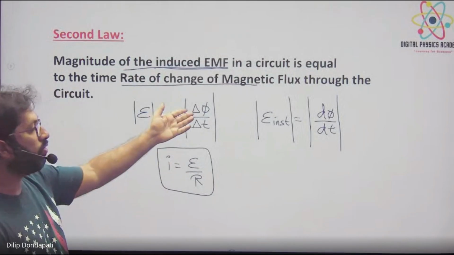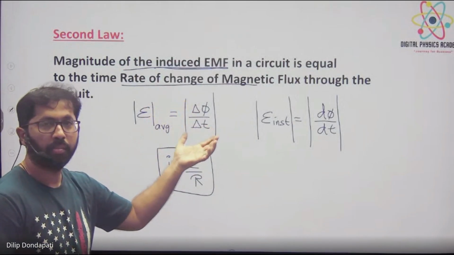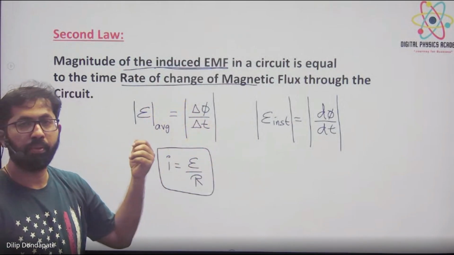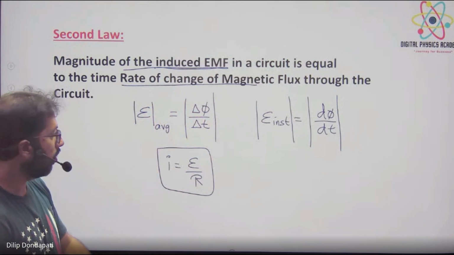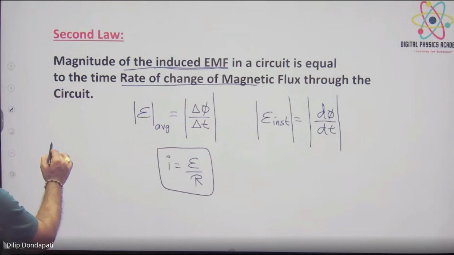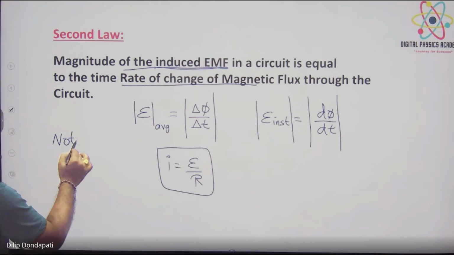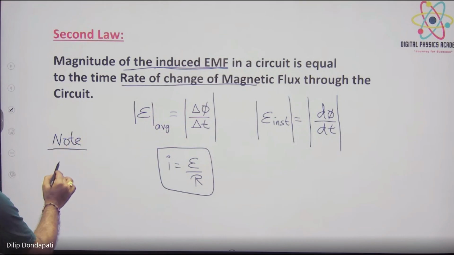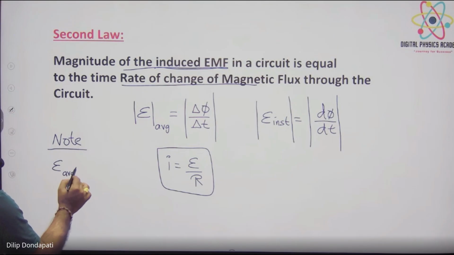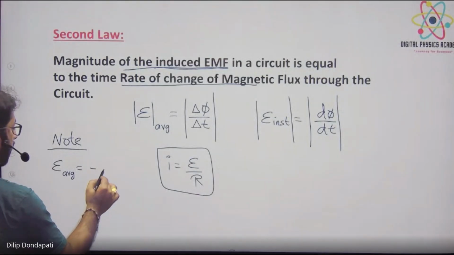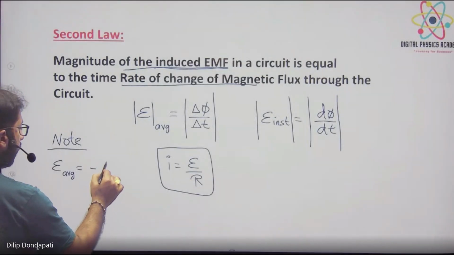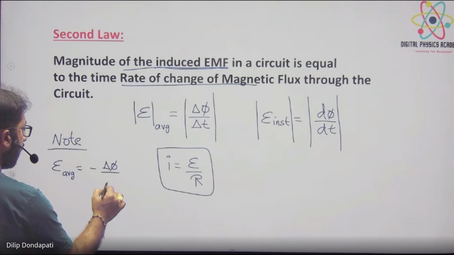And you know how to find flux. That's why we learned about flux initially: B dot A, BA cos theta. But if you remove the mod, what will the actual formula be? E average, if I remove mod, a minus comes: minus delta phi by delta t.